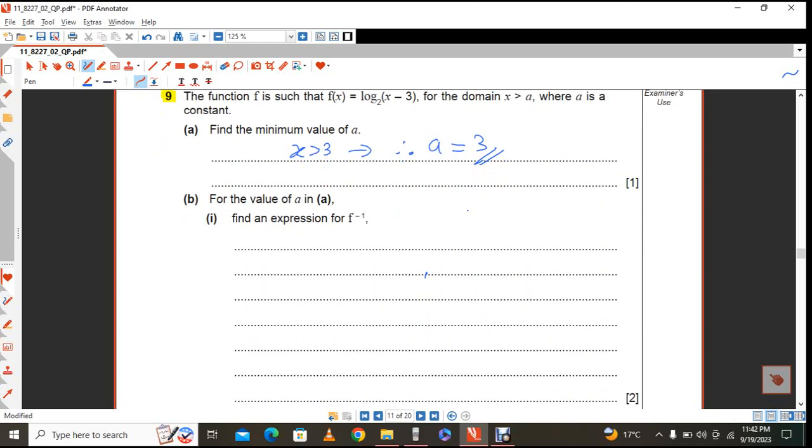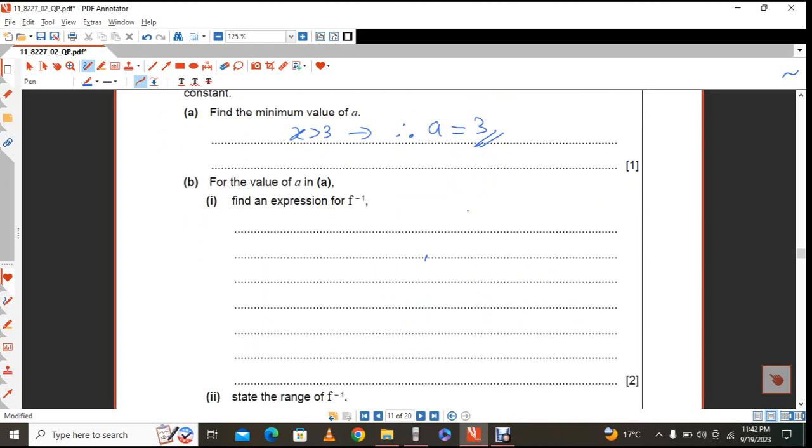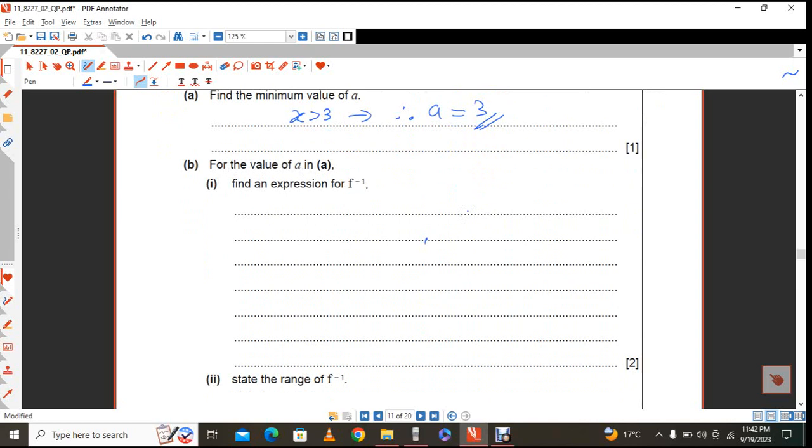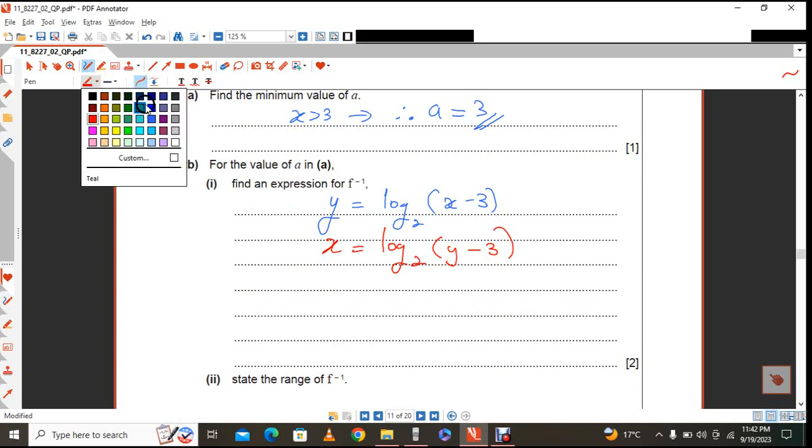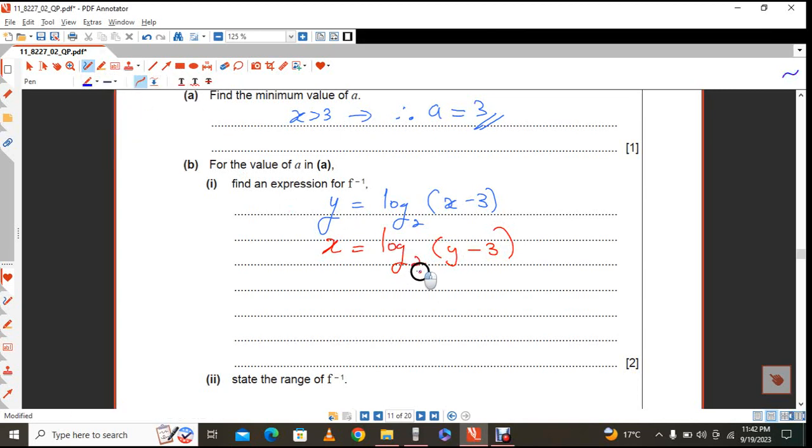Then they are saying find an expression for the inverse of the function. So let's just write the function as y equals log base 2 of x minus 3. Then obviously you are going to swap the letters around. Hope you still remember. So this is going to become x equals log base 2 of y minus 3. So the concept here is for you to make y the subject of the formula.